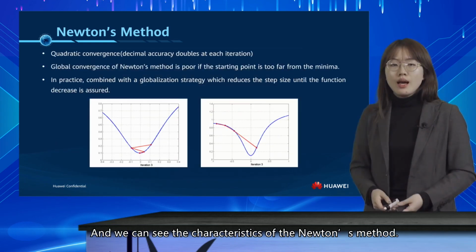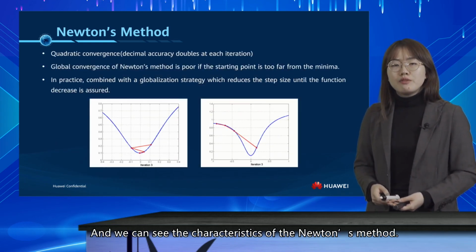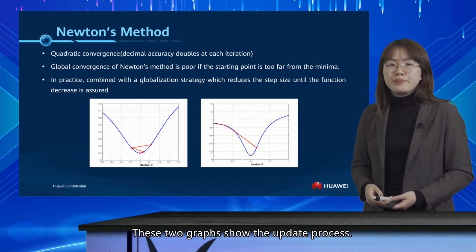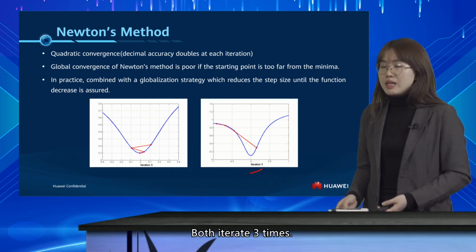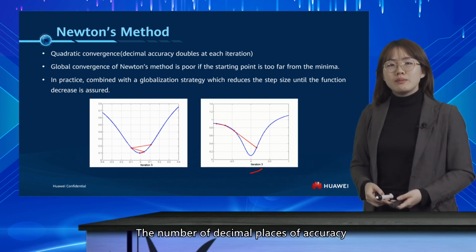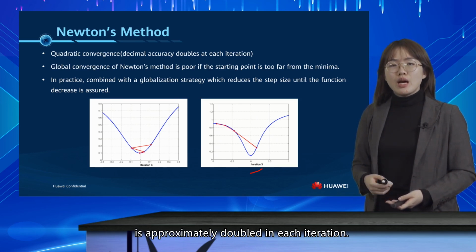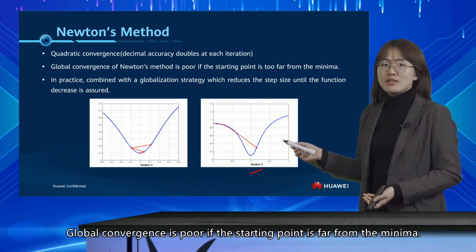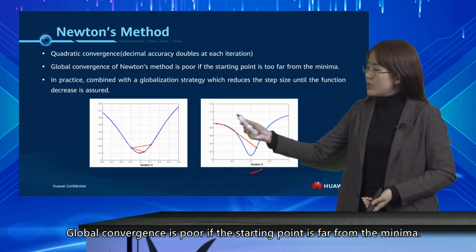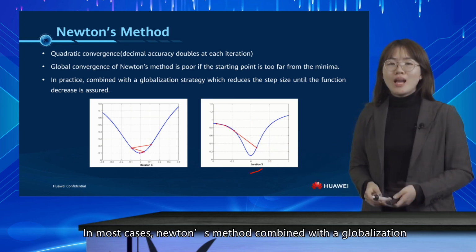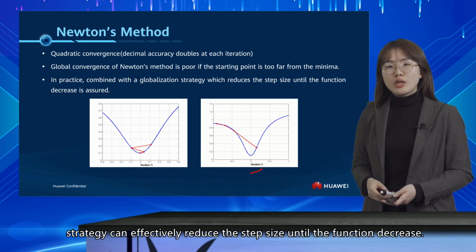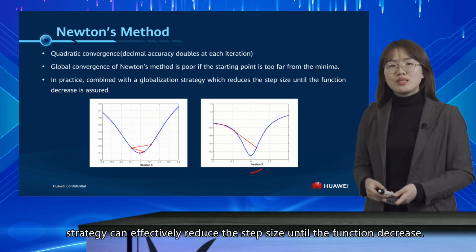target. As we can see the characteristic of Newton's method, these two graphs show the update process. Both iterate 3 times. The number of decimal places of accuracy is approximately doubled in each iteration. Global convergence is poor if the starting point is far from the minima. In most cases, Newton's method combined with the globalization strategy can effectively reduce the step size until the function decreases.